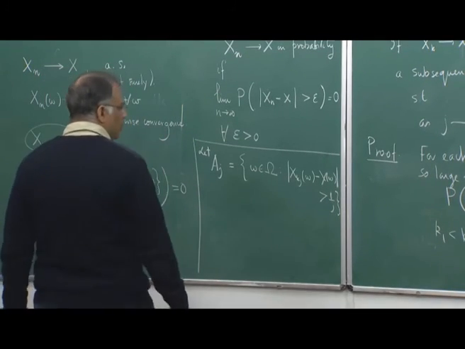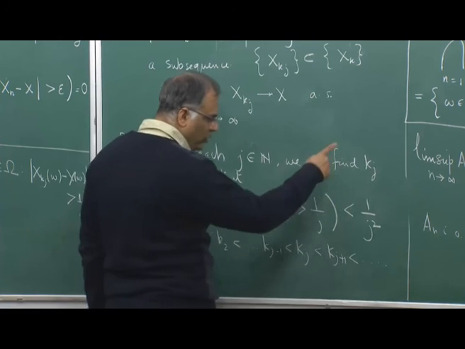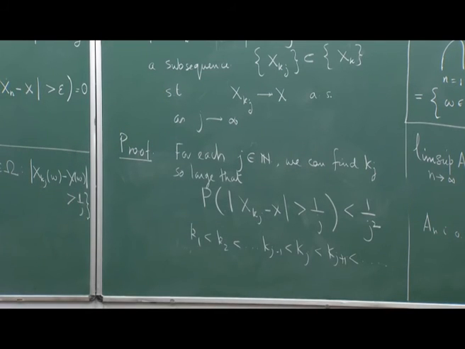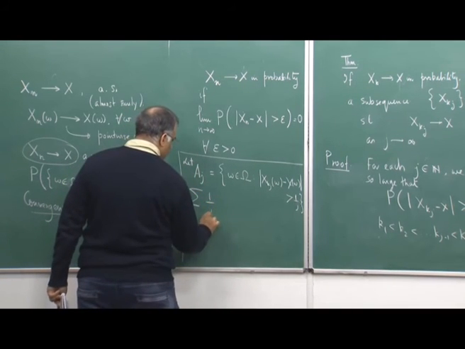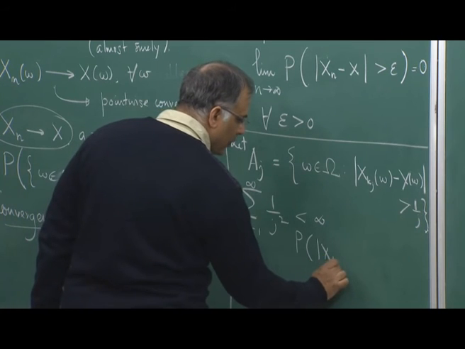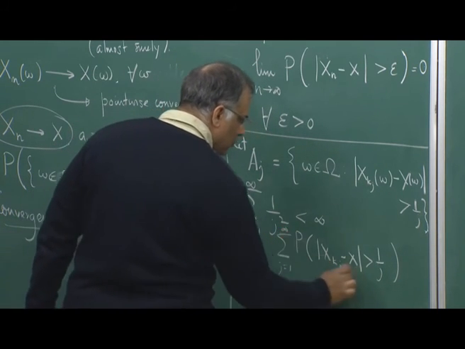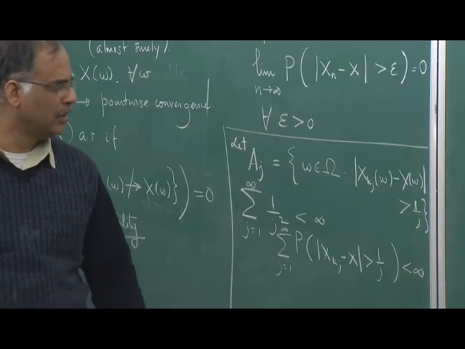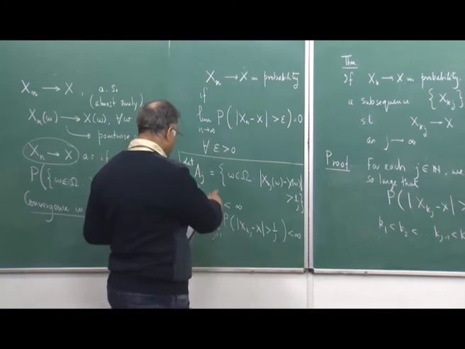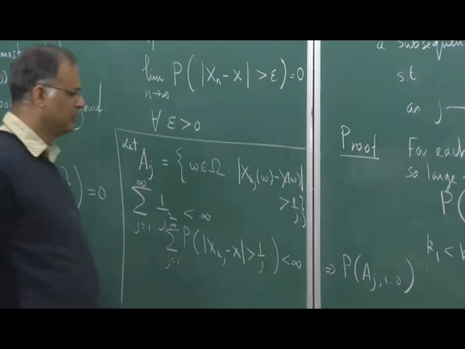Now I know that the probability of each of them is strictly less than 1 by j square. So if I sum it up from j equal to 1 to infinity, the sum of probabilities is strictly less than infinity, because summation 1 by j square is a convergent series, right? This is the place where you apply the Borel-Cantelli lemma. So what does the Borel-Cantelli lemma say? That this would imply that the probability of Aj occurring infinitely often is 0.